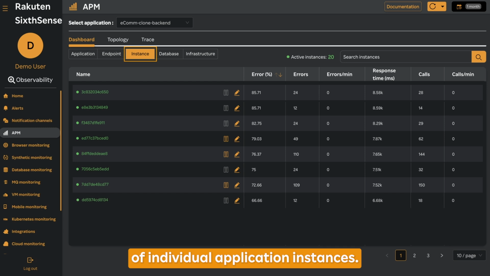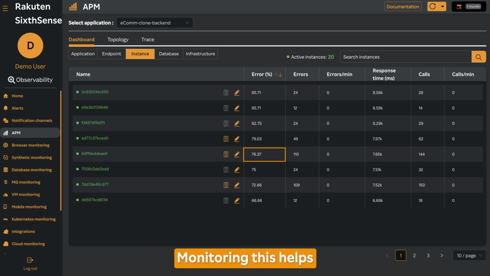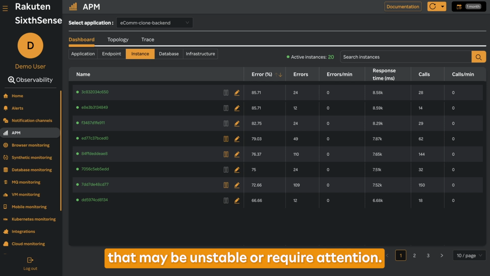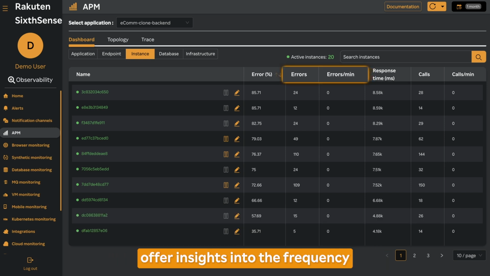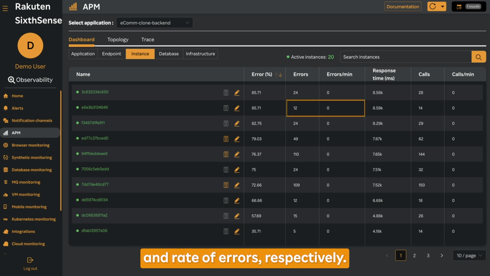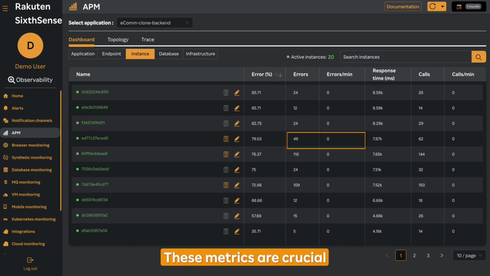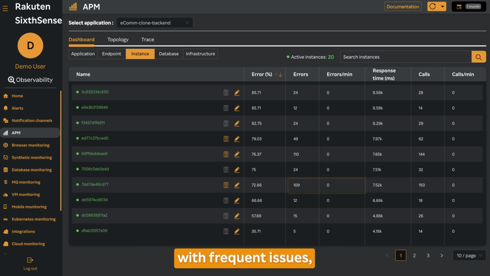individual application instances. Error percentage indicates the reliability of each instance, highlighting the fraction of interactions that result in errors. Monitoring this helps identify instances that may be unstable or require attention. The number of errors and errors per minute offer insights into the frequency and rate of errors, respectively. These metrics are crucial for identifying instances with frequent issues, allowing teams to rapidly address persistent problems.